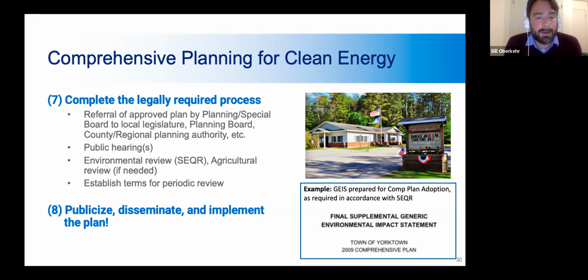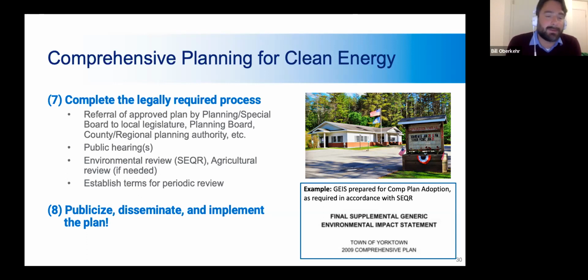Public hearings, I think there need to be at least 2. I would certainly hope that folks would do more than that. SEQR, State Environmental Quality Review, and the Agricultural Review. That's pretty standard for these types of documents. And then finally, you want to establish terms of periodic review.